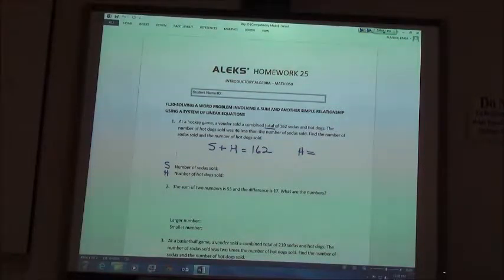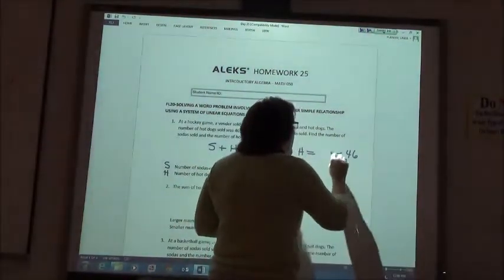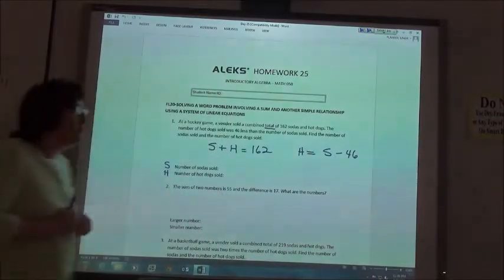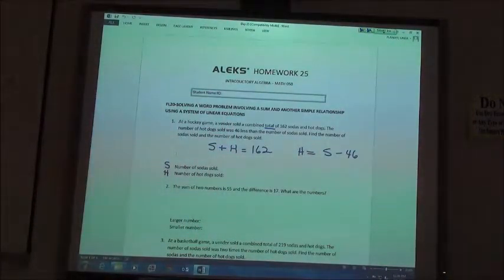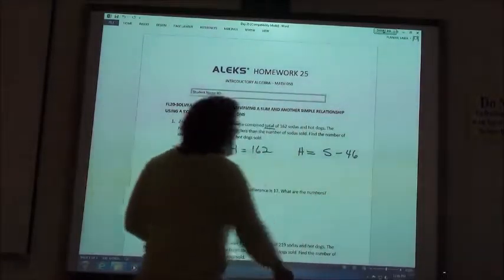The number of hot dogs sold was 46 less than the number of sodas. 46 less means I take 46 away from the number of sodas that I sold. And subtraction, the order is important, so be careful that you put minus 46 on the end, not 46 minus S. So on this one, we're going to solve this one by substitution.